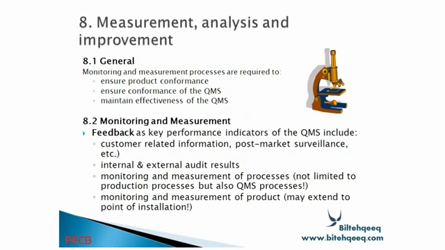Feedback as a key performance indicator of the quality management system includes customer-related information, post-market surveillance, etc., internal and external audit results, and monitoring and measurement of processes, not limited to production processes but also quality management system processes. Monitoring and measurement of product may extend to the point of installation.